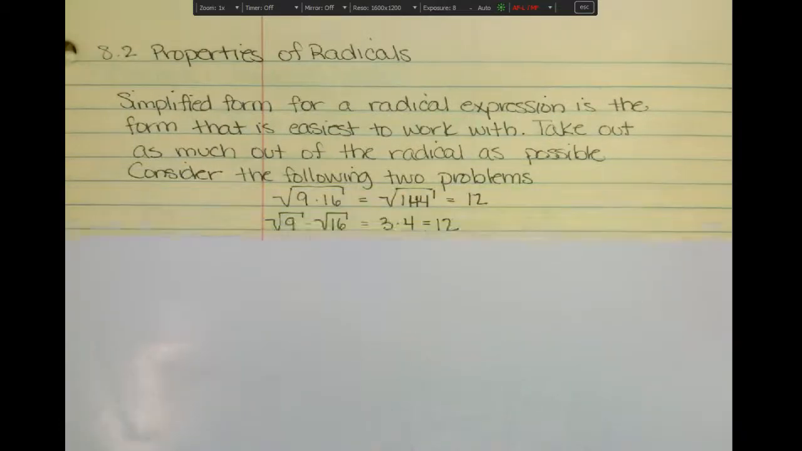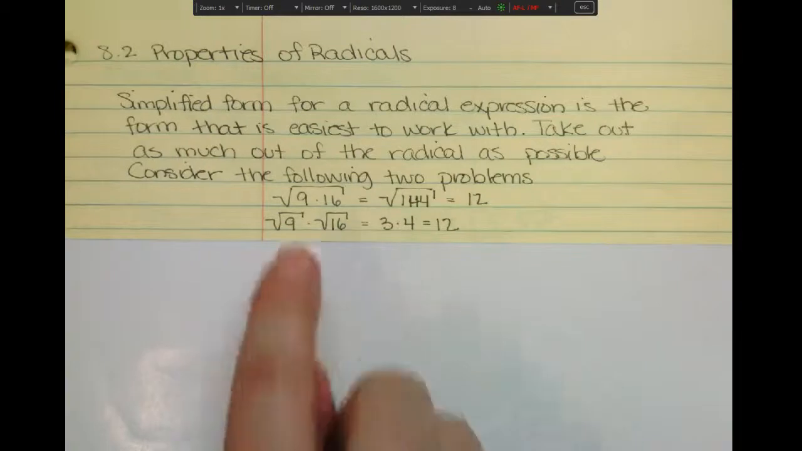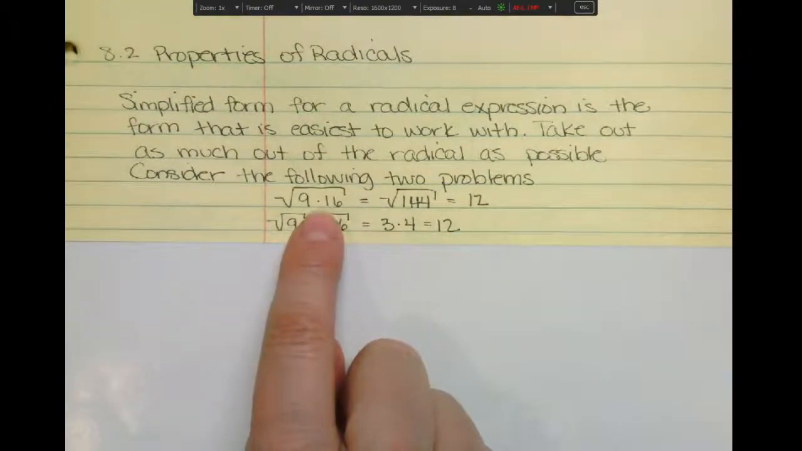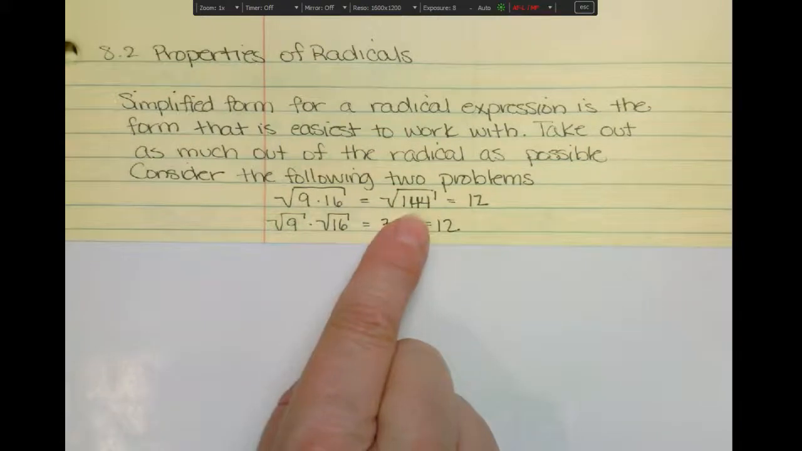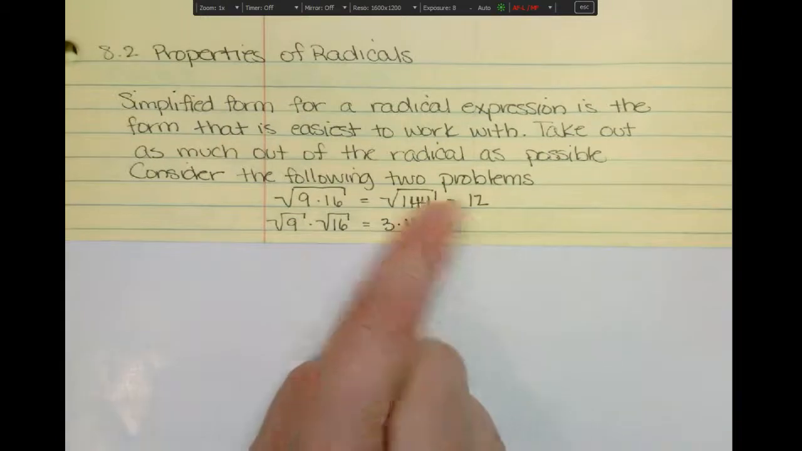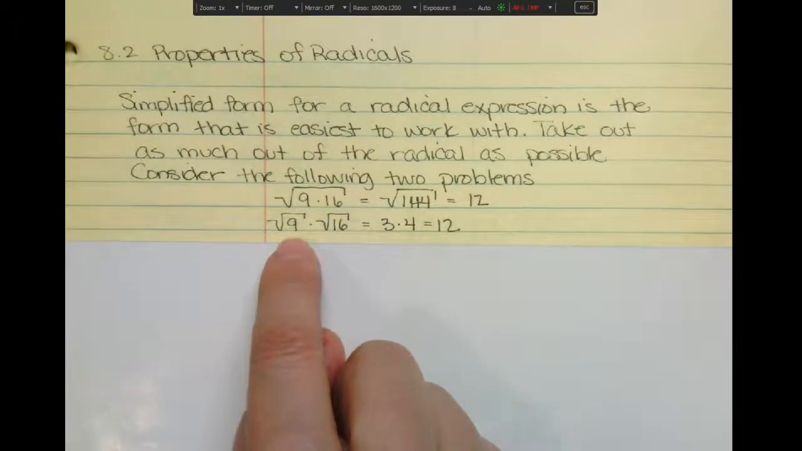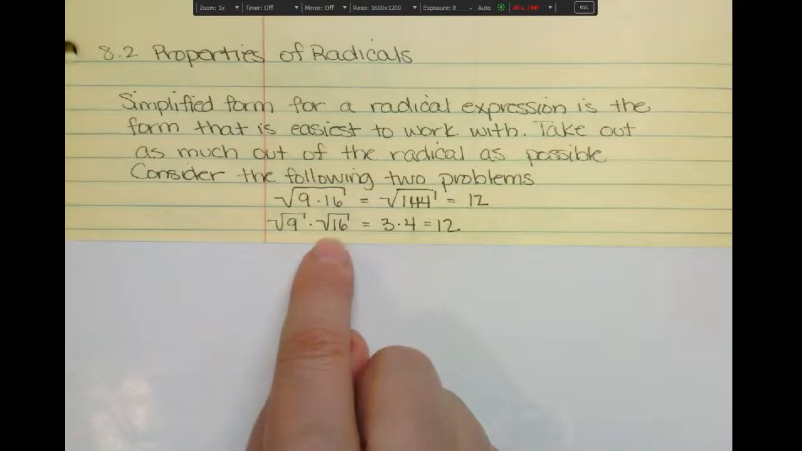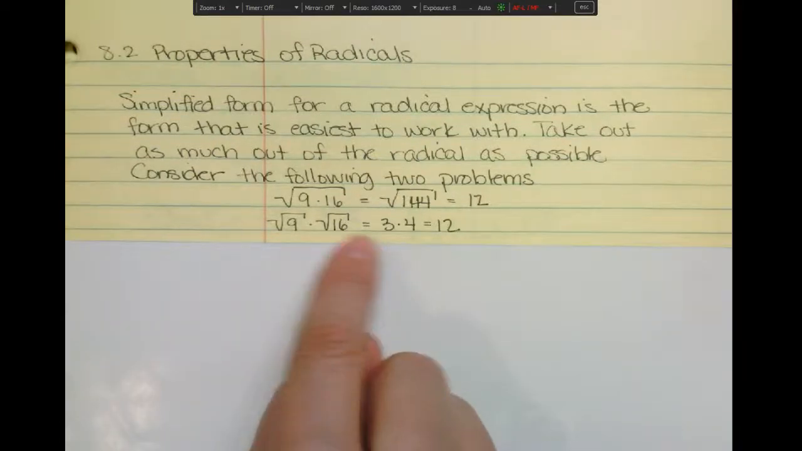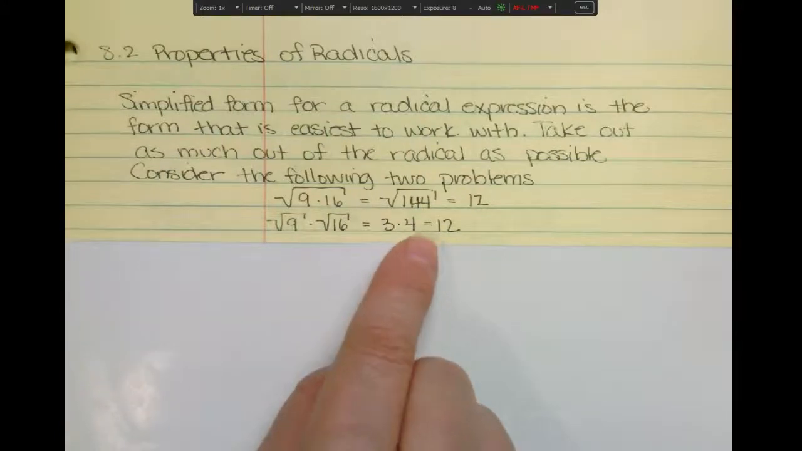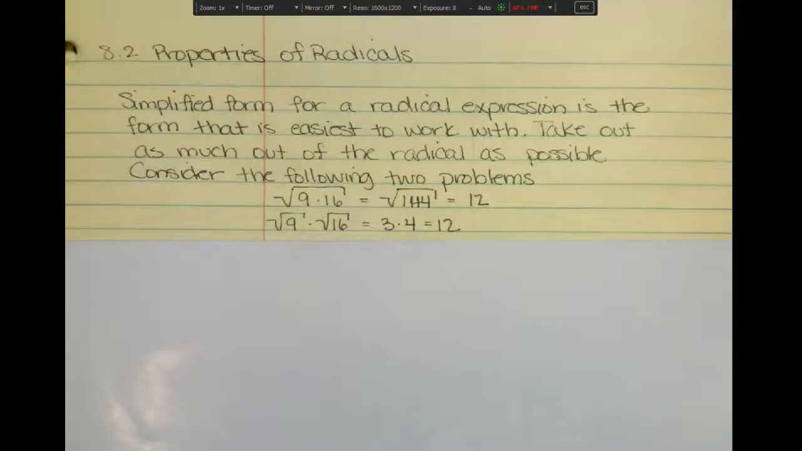Consider the following two problems. We have the square root of 9 times 16, and if I multiply 9 times 16, it's the square root of 144, and the square root of 144 is 12. But if I do the square root of 9 times the square root of 16, the square root of 9 is 3, the square root of 16 is 4, and 3 times 4 is 12. The two are equivalent. That gives us a little bit of power to simplify our radicals and make them a little bit smaller and easier to work with.